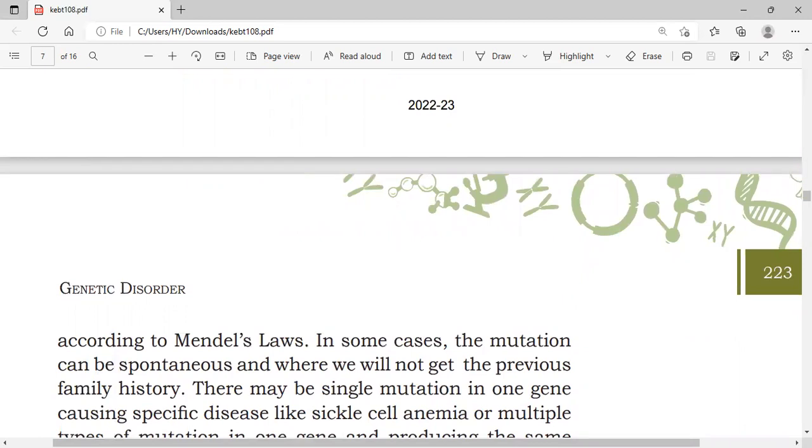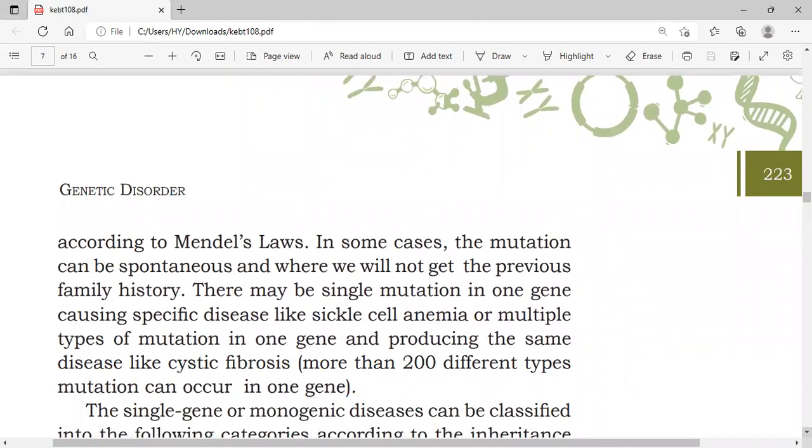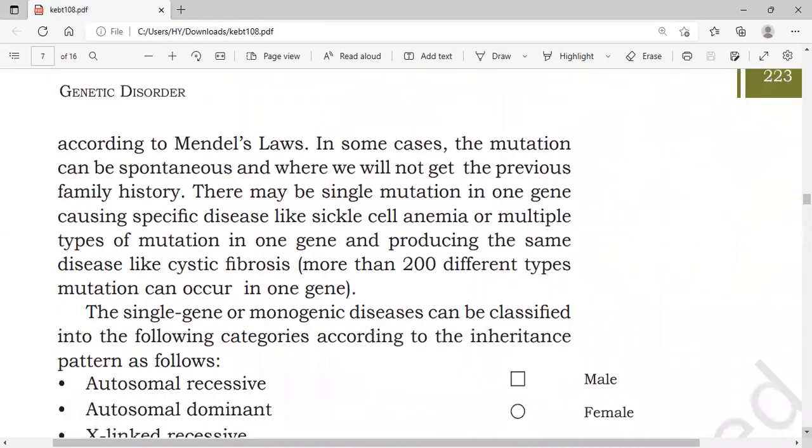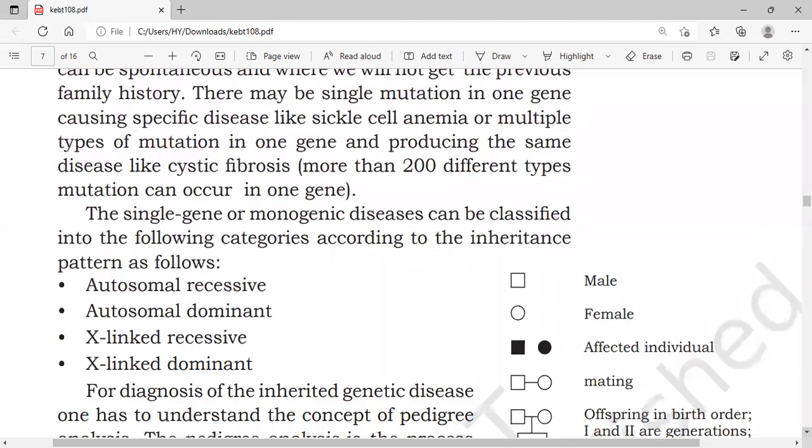In some cases, the mutation can be spontaneous, where there is no previous family history. There may be a single mutation in one gene causing a specific disease like sickle cell anemia, or multiple types of mutation in one gene producing the same disease, like cystic fibrosis. More than 200 different types of mutation can occur in one gene.